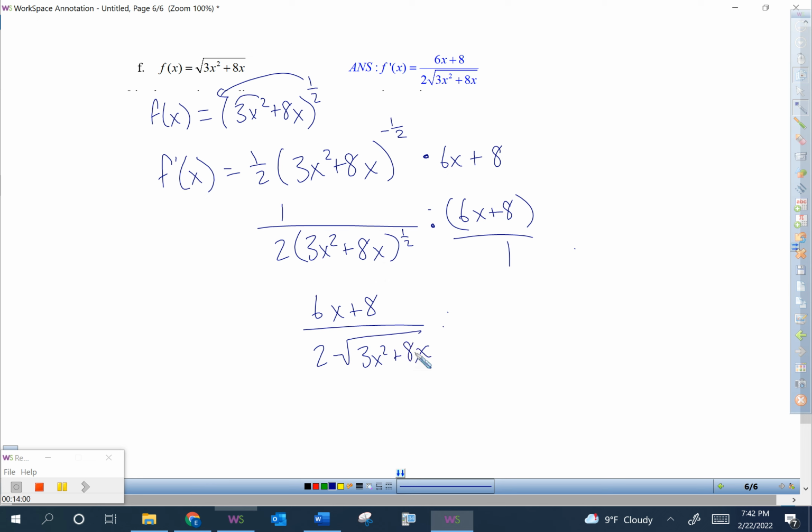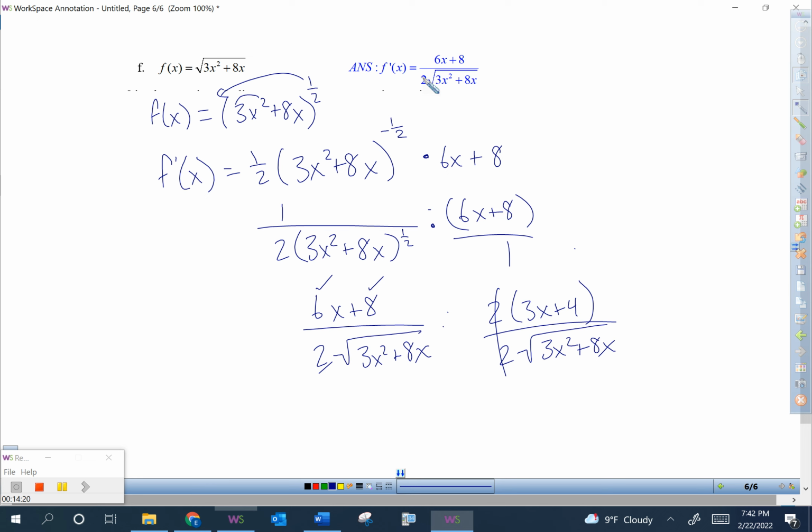And I would actually do one more thing, and they didn't do that, but I can see it's happening here. This is a 6, this is an 8, this is a 2. You can actually factor out a 2, call that 3x plus 4 on the bottom, 2 times that square root 3x squared plus 8x, and then those cancel, and that's just a little bit nicer than that version.